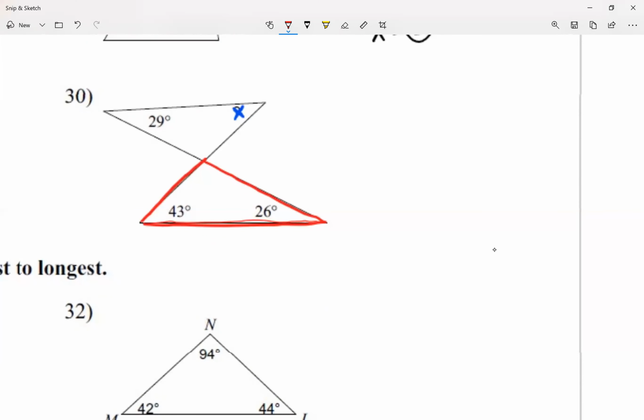I have two angles, right? 43 and 26. I know 43 plus 26 is 69. If I add those two angles, it's 69. Let me subtract that from 180, and that gives me 111. That means that this angle right here is 111.